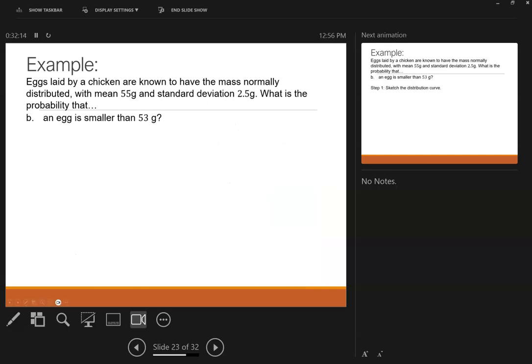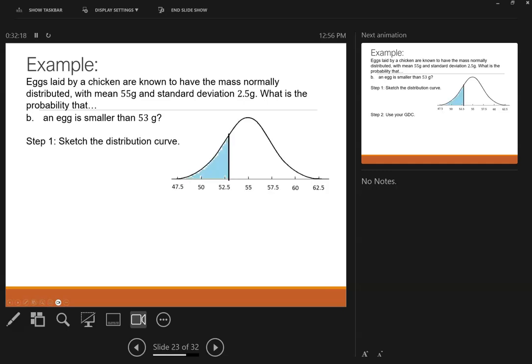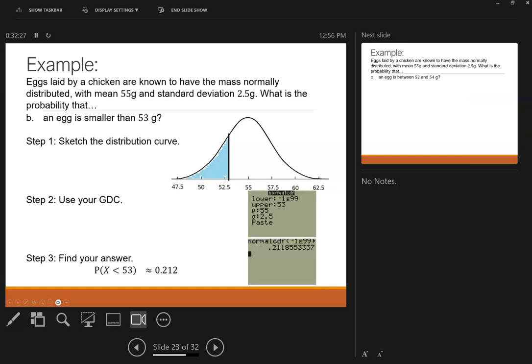What about the probability the egg is smaller than 53 grams? Well, same idea. Sketch my picture, pull out my calculator. This time I'm going negative infinity to 53 with my mean and standard deviation. Punch that through, about 0.212.